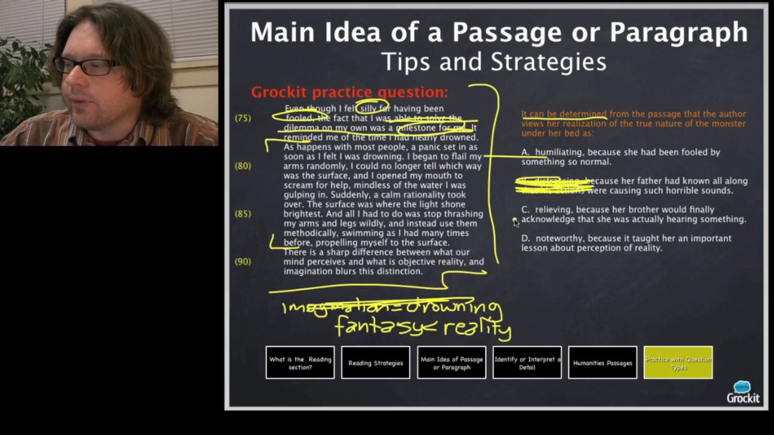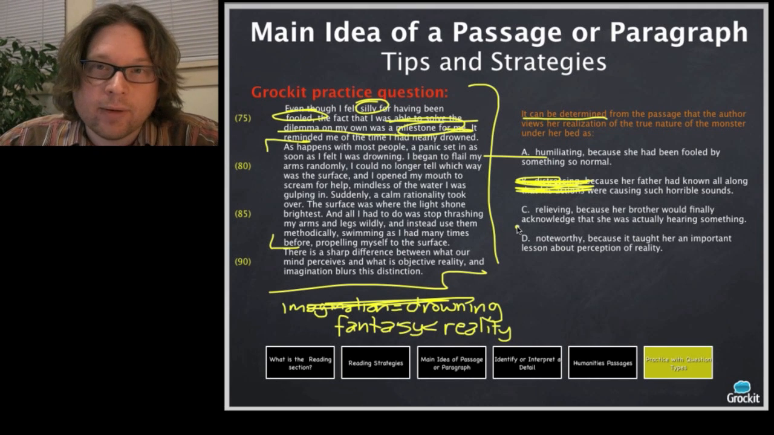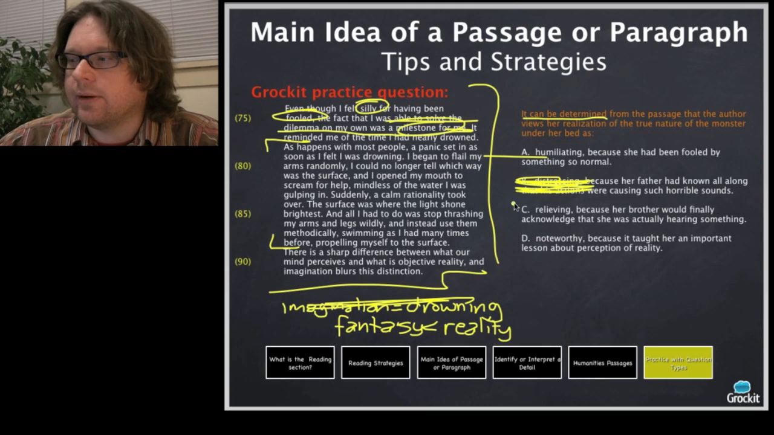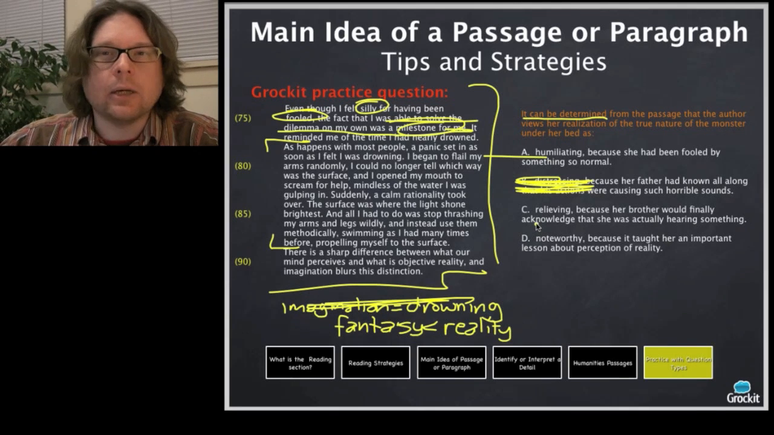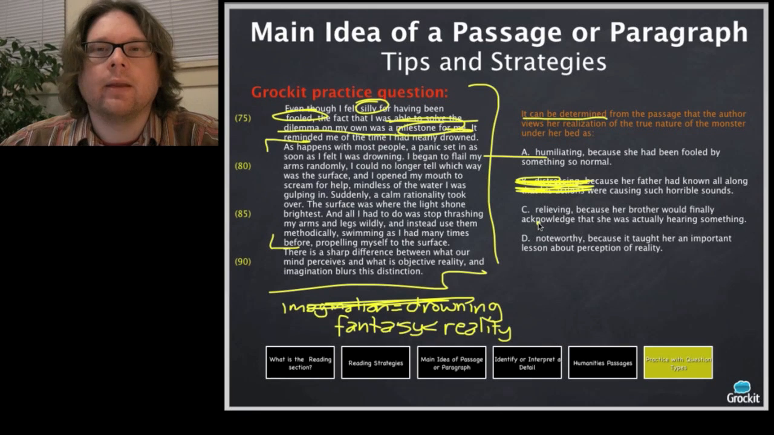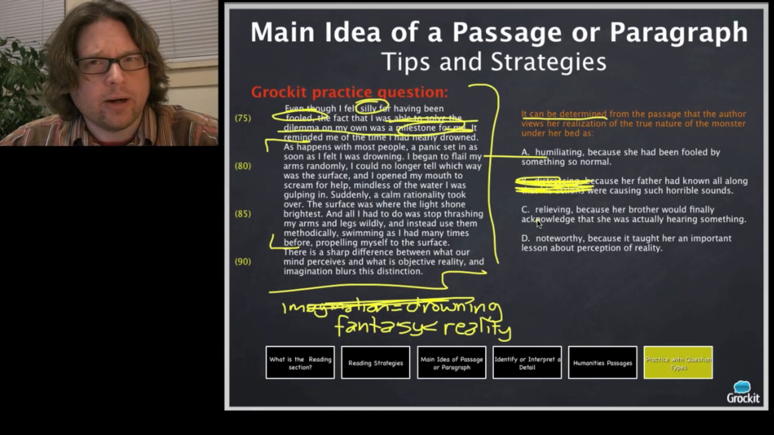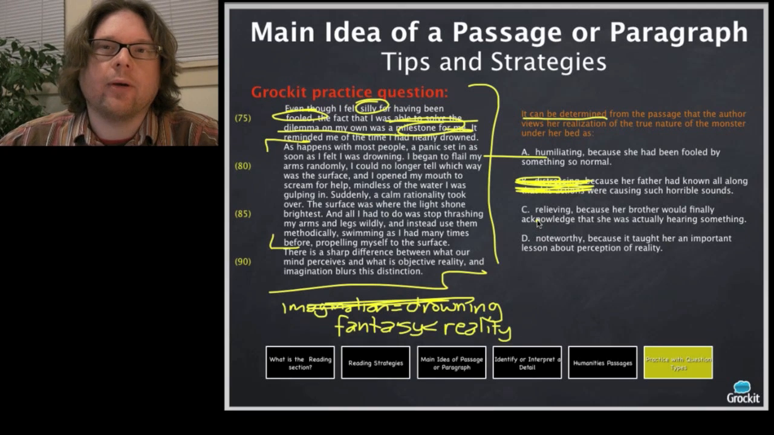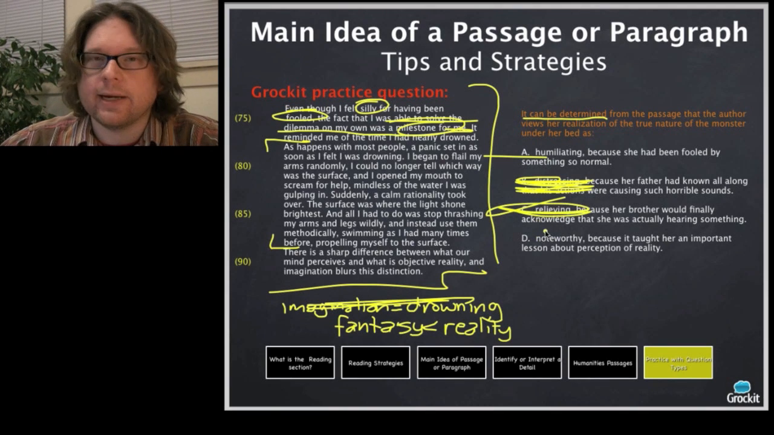See, relieving because her brother would finally acknowledge that she was actually hearing something. So this does go, there was that bit about the brother earlier. This is one that's meant to attract the skimmers. They see something about the brother and they think, oh, and the brother wouldn't believe her before. Clearly, the author would be glad that her brother would finally know that it was a real thing. A different story could go like that, and this is where I cautioned you before against the dangers of inferring extra stuff. But it's not that, because that's not what happens in this passage, which leaves us D.